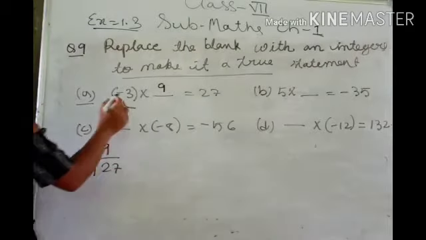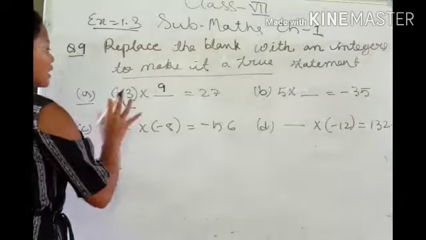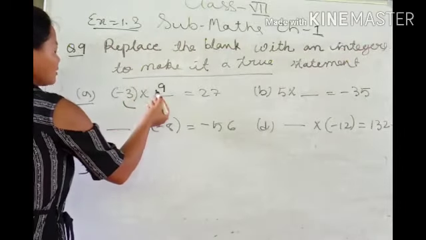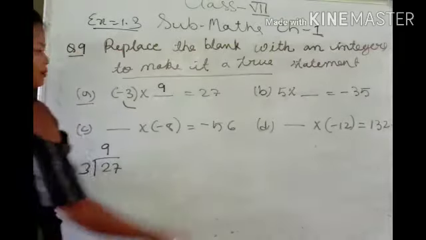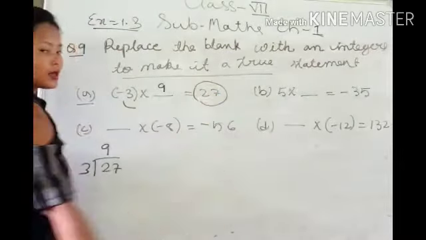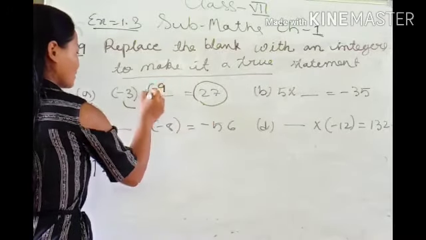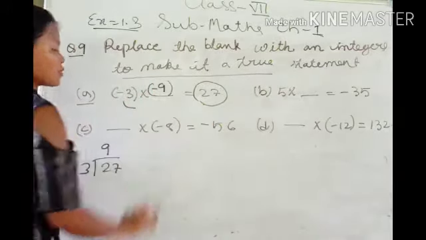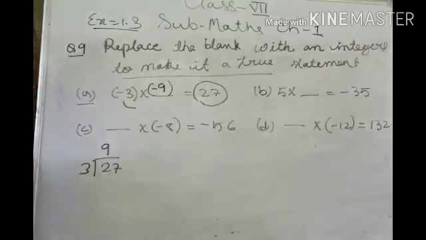Now again you have to check the sign. You have to check whether the sign is right or not. Now minus, and if you write plus 9, minus and plus gives what? Minus 27. But the answer given is plus 27. So to make this statement true, what will you do? You will multiply with minus 9. So minus minus will become a positive, and 3 into 9 is 27.